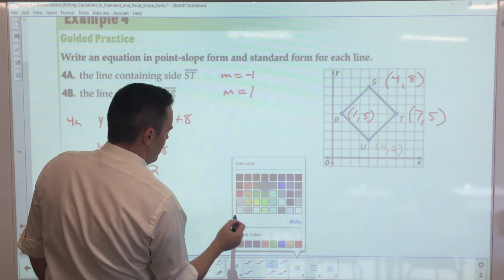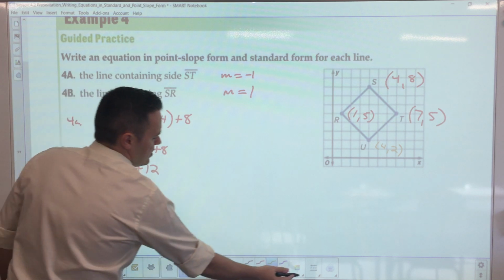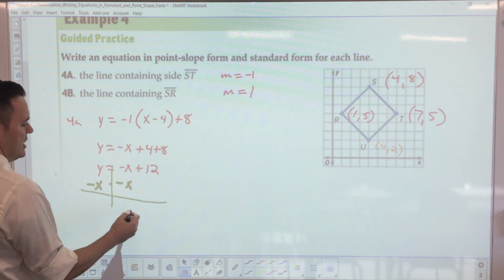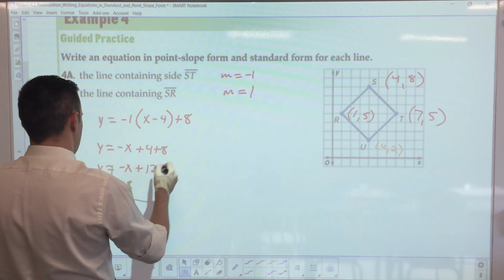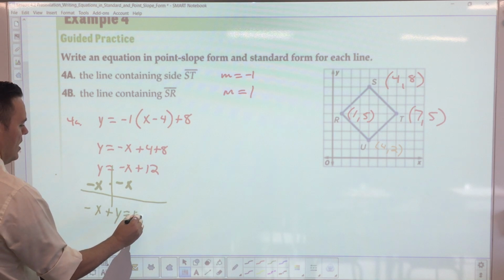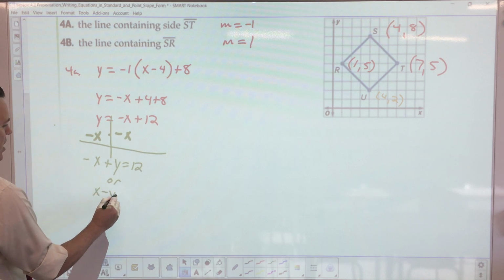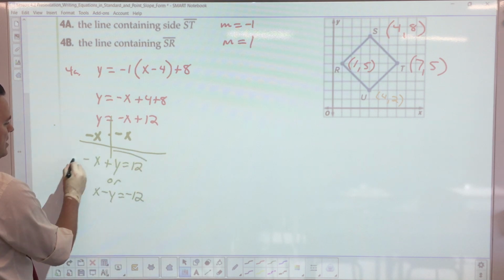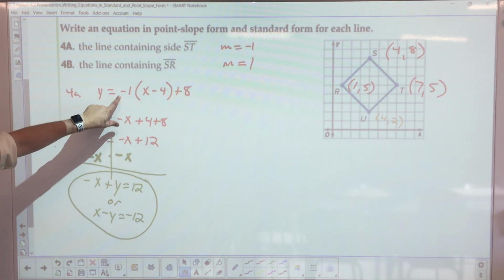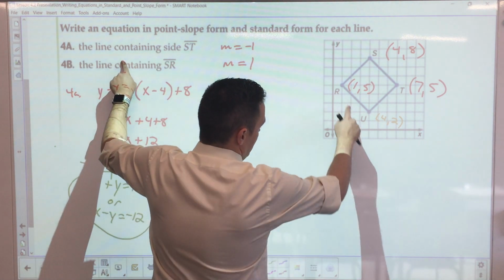Now to get it into standard form, you've got to move this over. If you do that, you're going to get negative x plus y equals 12. Remember, this could also be written as x minus y equals negative 12. It's either or. Please make sure you know that. So for 4a, that's the point-slope form and there's the standard form.